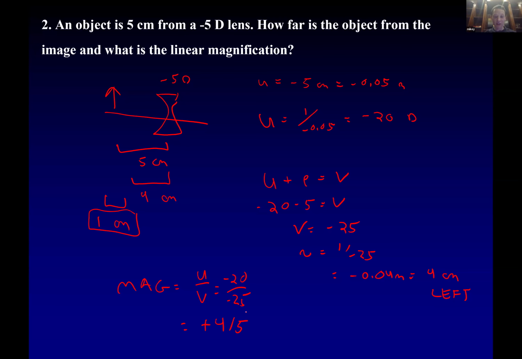Two other things I could have asked here: is the image magnified or minified? And 4 over 5 is less than 1, so the image is minified. And is it upright or inverted? Because the magnification is positive, the image is upright compared to the object.